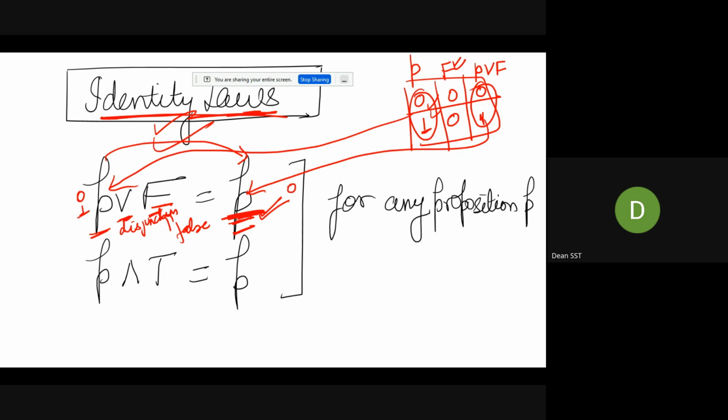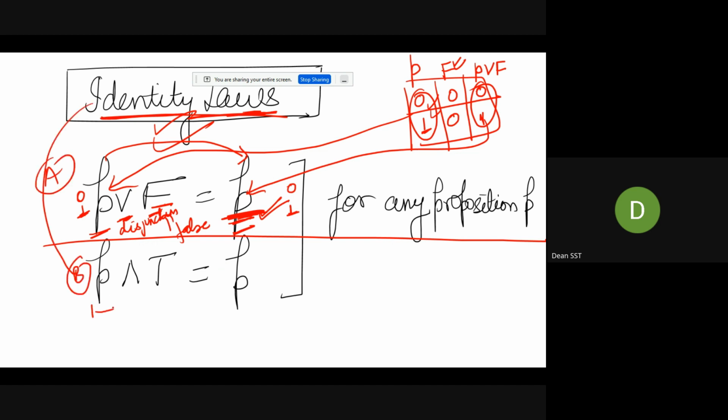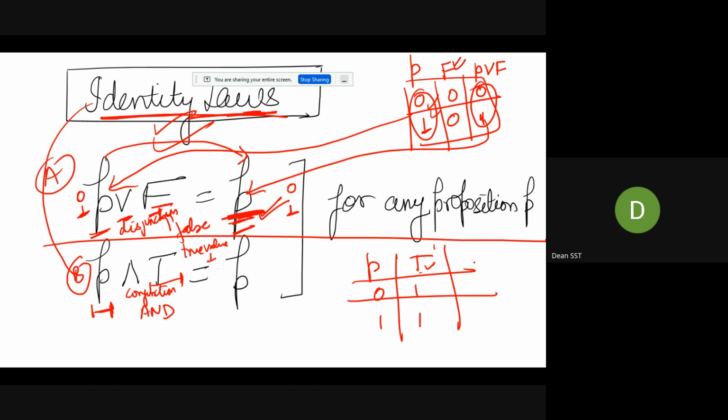If we take the value of P as 1, we will get output 1. Is it clear? Similarly, the identity law also states that if we apply conjunction, that is, AND, with T, P and T. T means true value, true value means 1. So P takes values 0 and 1, T means 1. So what result will we get? We will get P.